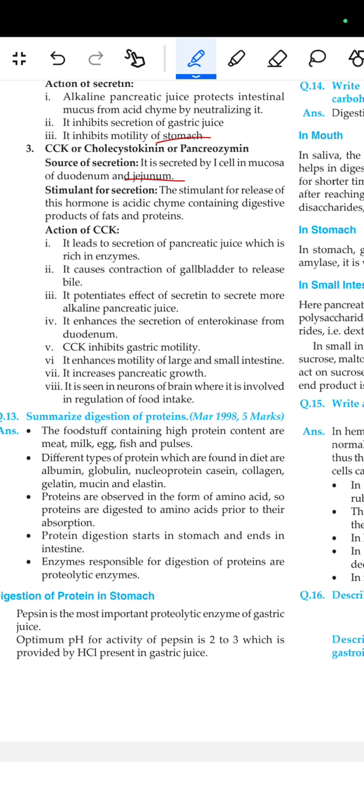CCK inhibits the gastric motility. It enhances the motility of the large and the small intestine. It encourages pancreatic growth. It is seen in the neurons of the brain which are involved in the regulation of food intake.